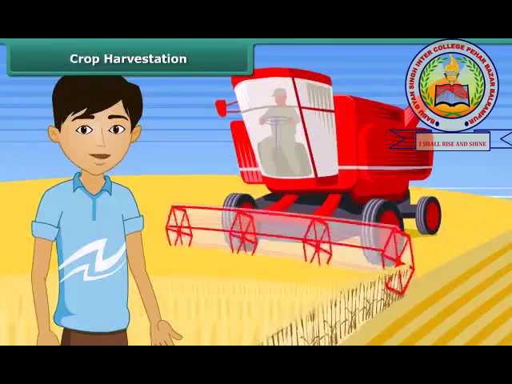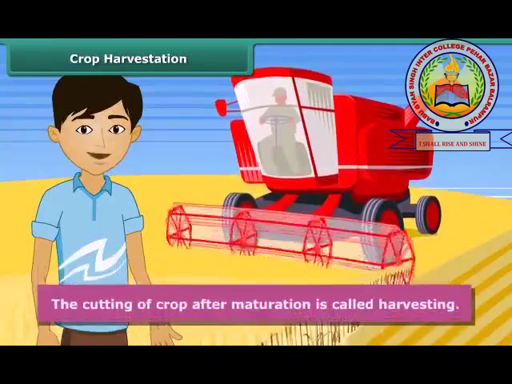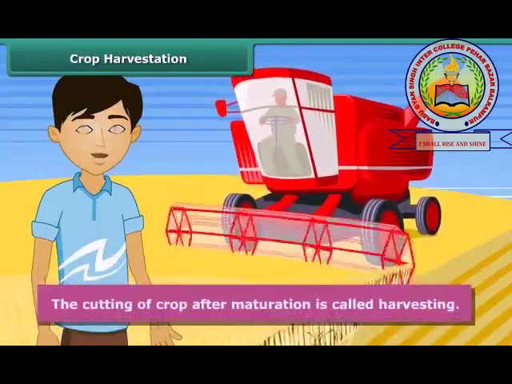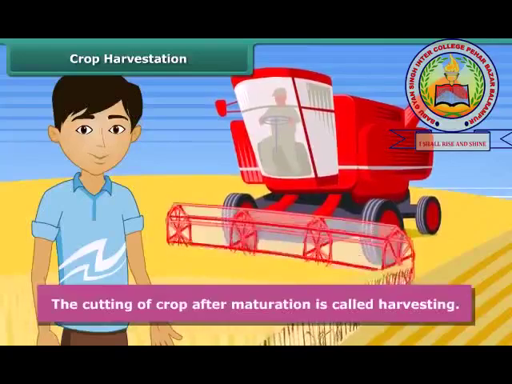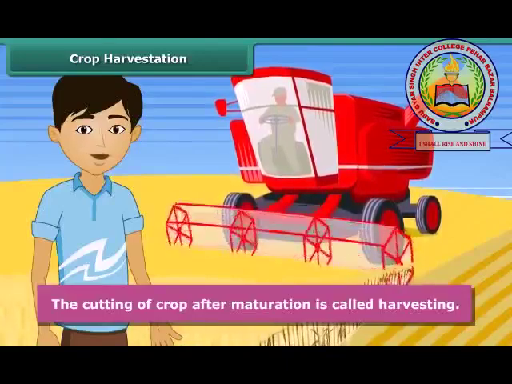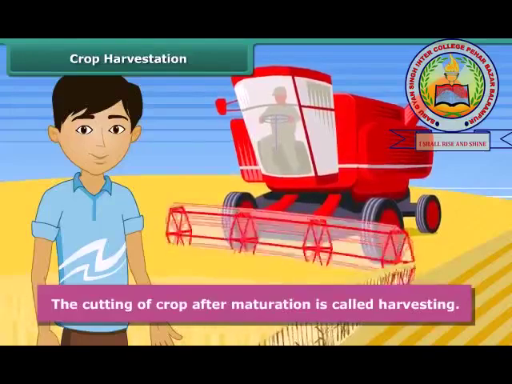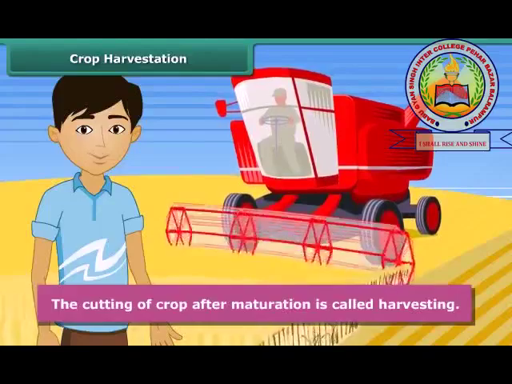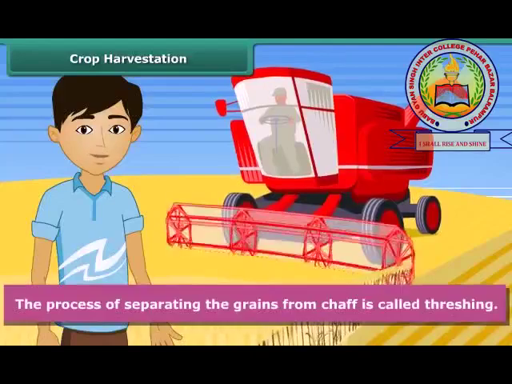Friends, what do you think the farmers do after the crop is mature? Yes, he cuts the crop. This process is called harvesting, and it is an important task. Now let us know how the harvesting is done. In the harvesting process, crops are pulled out or cut close to the ground by using a sickle or a machine called a harvester. After this, the grain seeds are separated from the chaff.